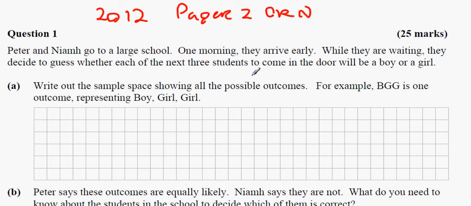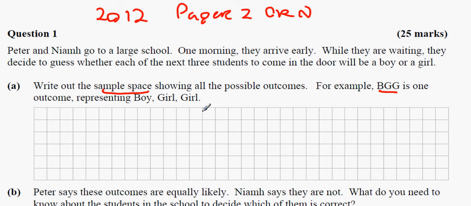Peter and Eve go to a large school. One morning they arrive early. While they are waiting, they decide to guess whether each of the next 3 students to come in the door will be a boy or a girl. Write out a sample space showing all the possible outcomes. For example, BGG is one outcome, representing boy, girl, girl.